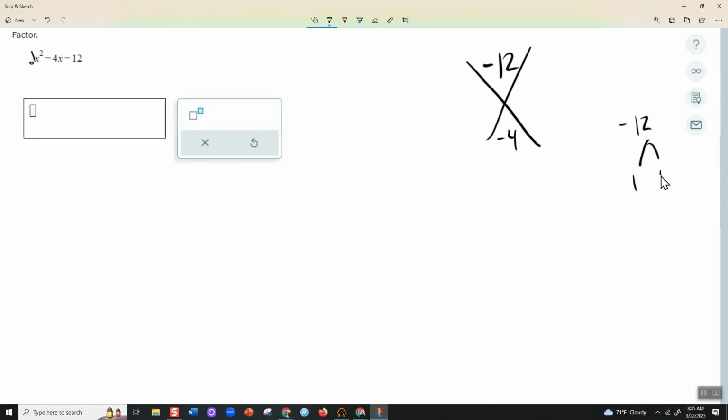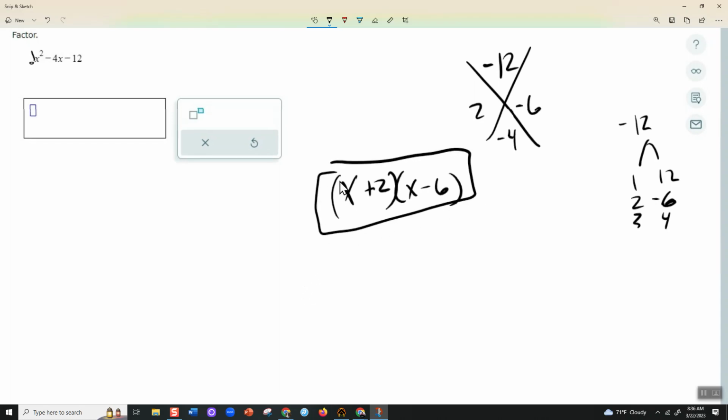-12 has 1 and 12. One of them has to be negative. 2 and 6. 3 and 4. And that's it. 2 minus 6 adds up to -4, and it multiplies to -12. So those are the numbers we need. Shortcut: x plus 2, x minus 6.